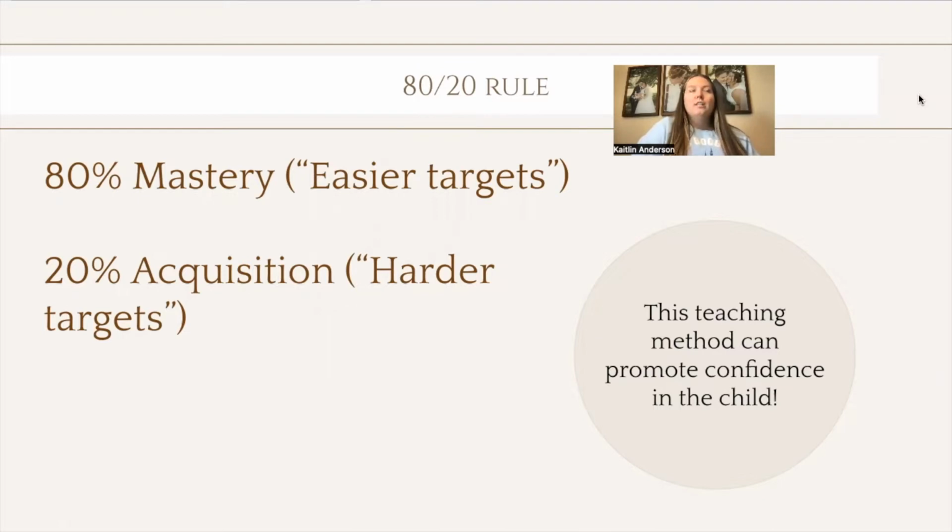Typically, you're going to see the 80-20 rule with like a token board. So let's say the client has 5 tokens. For each token, they're on a fixed ratio of 3. So that's 5 times 3, 15 targets total. Around, what would that percentage be? Like 10 or 11 of those probes are going to be those easier mastered targets.